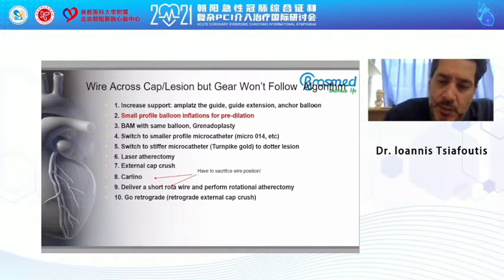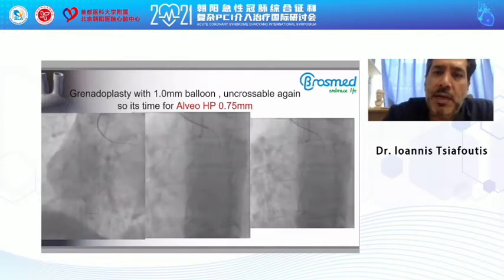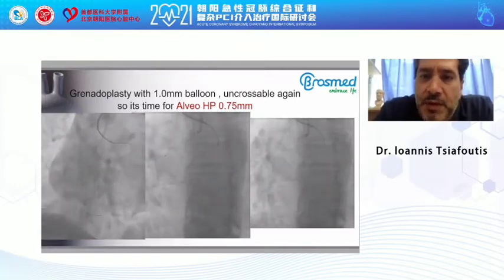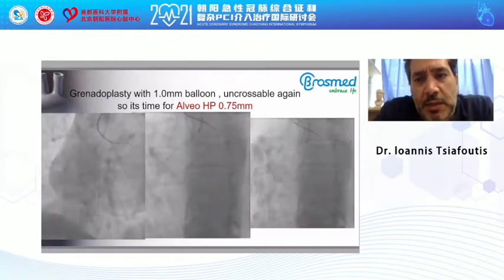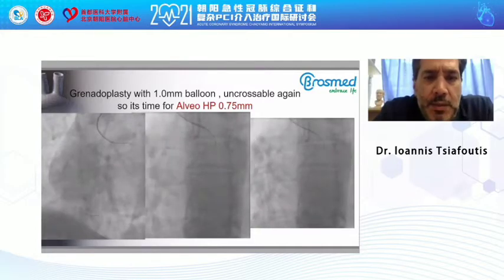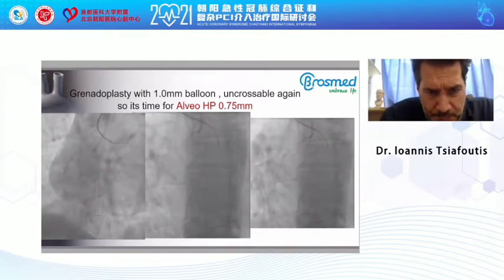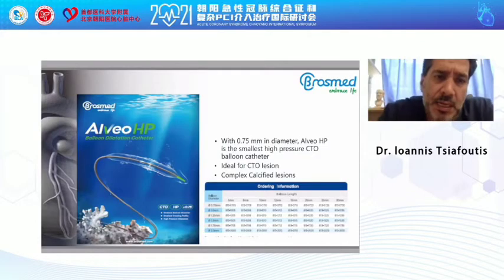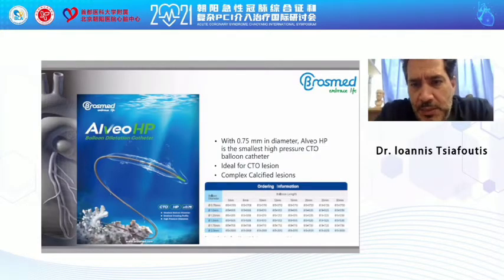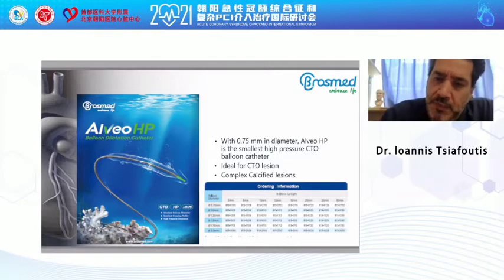So in this case, after grenadoplasty, we used a small profile balloon inflation. And it was time for the Alveo HP 0.75, and it gave a great help because it could go all the way by inflating step by step. This is an Alveo HP balloon dilatation catheter. It's the smallest high pressure CTO balloon catheter. It's ideal for CTO lesions and for complex calcified lesions.